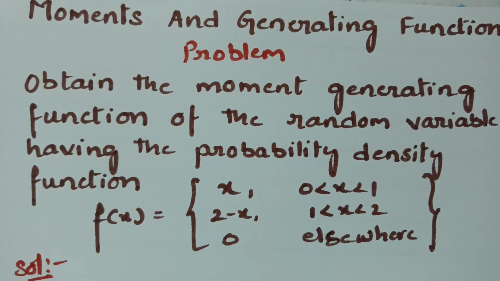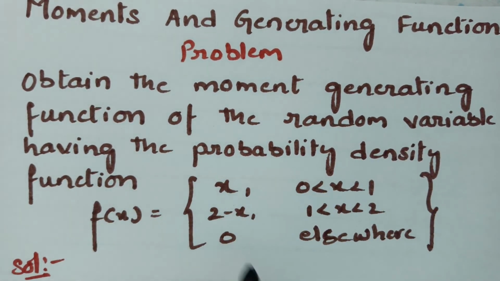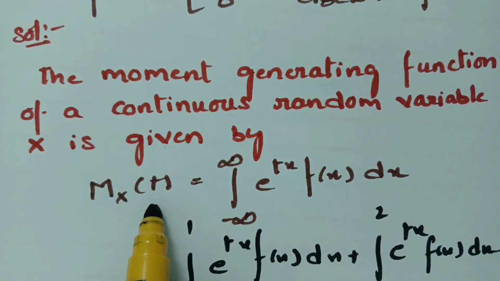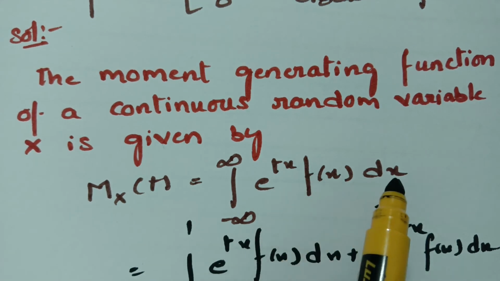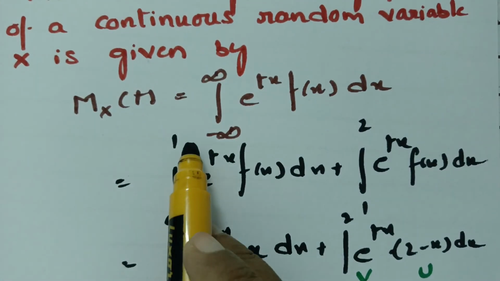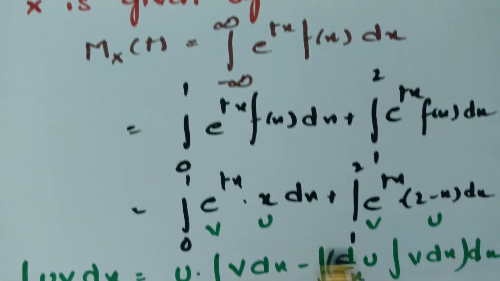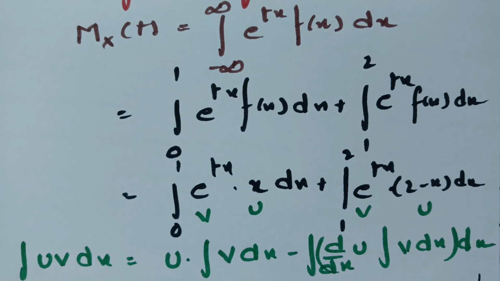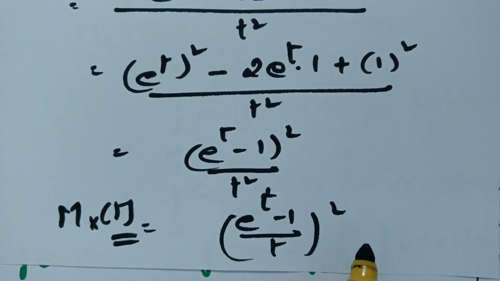Let me explain once again. This is the question: we have to obtain the moment generating function of the random variable x having the given probability density function. According to the moment generating function, M_x of t is the integral from minus infinity to plus infinity of e power tx f of x dx. I have to introduce the limits 0 to 1 and 1 to 2, substituting the function value x and 2 minus x. Then I apply integration by parts and substitute the limits, and here is the answer. The final answer is e power t minus 1 by t, whole square.